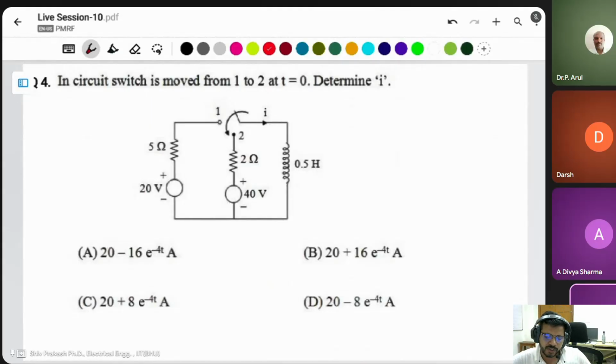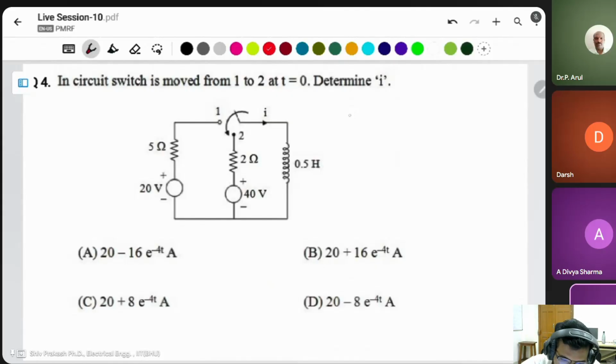in the circuit, the switch is moved from 1 to 2 at t is equal to 0. Then determine the I. I is the current passing through the inductor. In this question, simply we have to find the initial current and the final current. Then after that we use the formula.